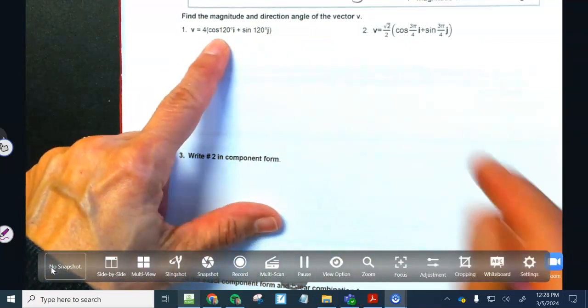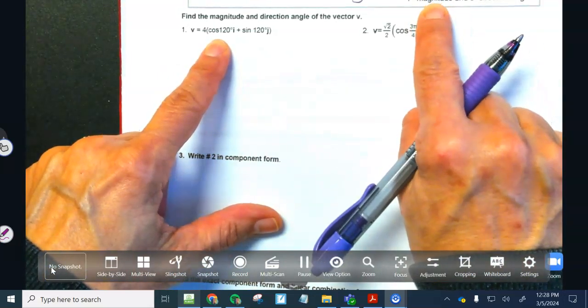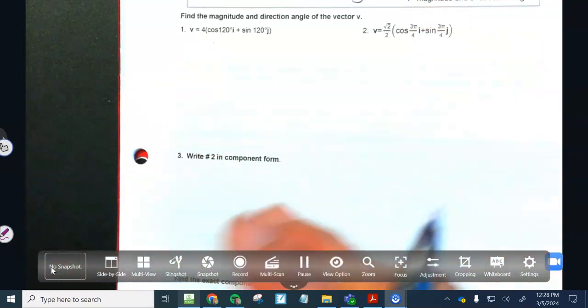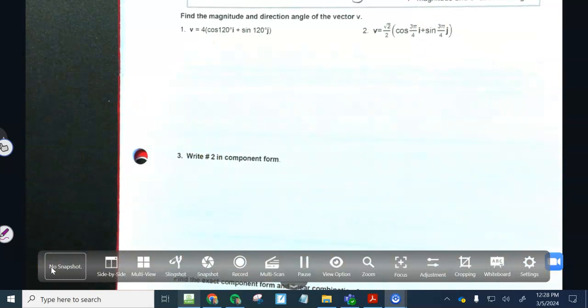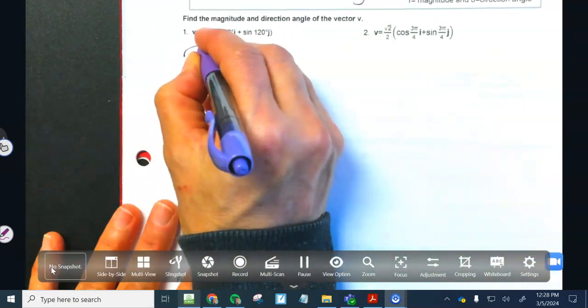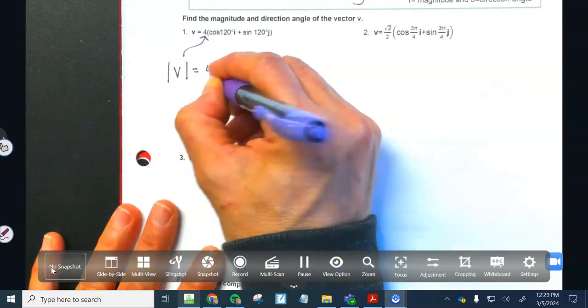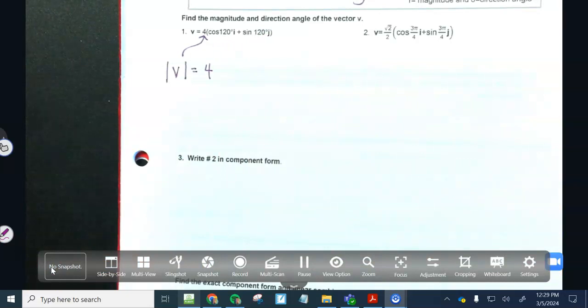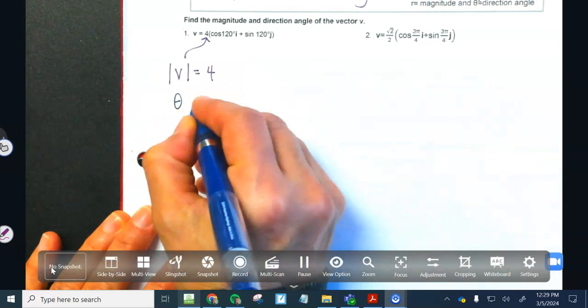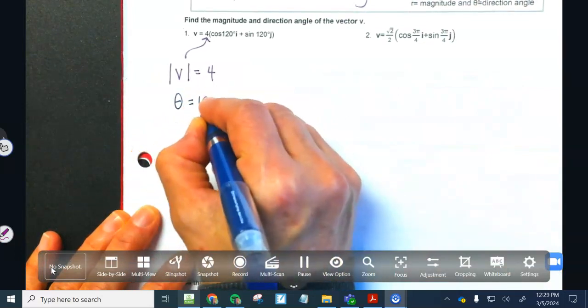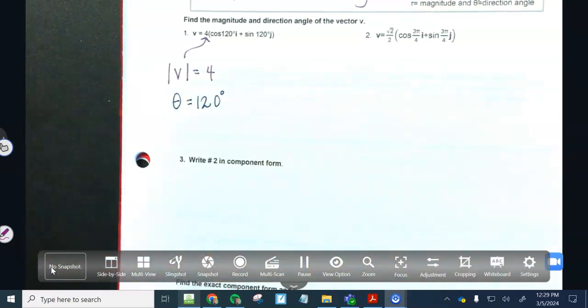Well, the nice thing about sine and cosine is the magnitude is the number in front. So you don't have to add things together, square root things together. The magnitude is just the number that's in front. So the magnitude for vector v is just 4. And then the direction angle is the actual angle. See how there's 120 degrees there? So we don't have to find the angle. So that's nice. It serves a purpose. It's easy to find some stuff.